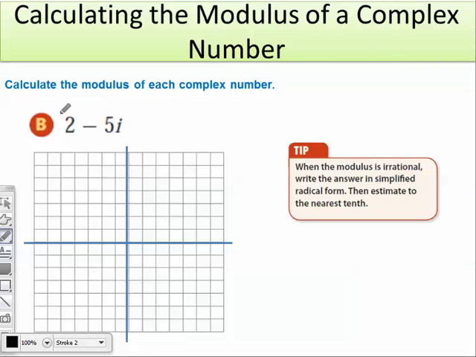Okay? So here's another one. 2 minus 5i. So I'm going to go over 2, down 5. 2, 3, 4, 5. There. That's what I would be looking at. So we'd be looking at a triangle that goes like this. It's got a 5 distance there. It's got a 2 distance there. 2 squared is 4. 5 squared is 25. 25 plus 4 is 29. So what is my distance going to be? Square root of 29. Positive number, real number. It's a positive real number. That is my modulus.